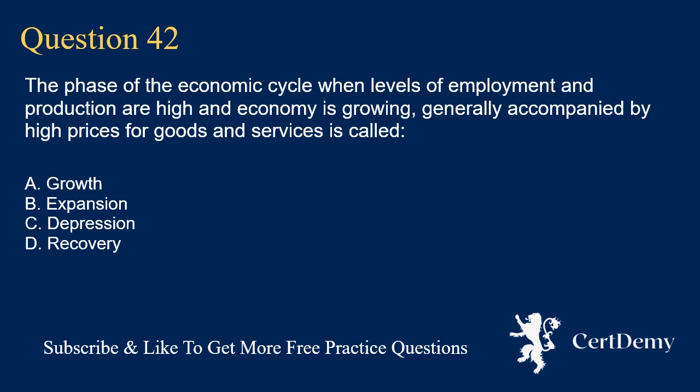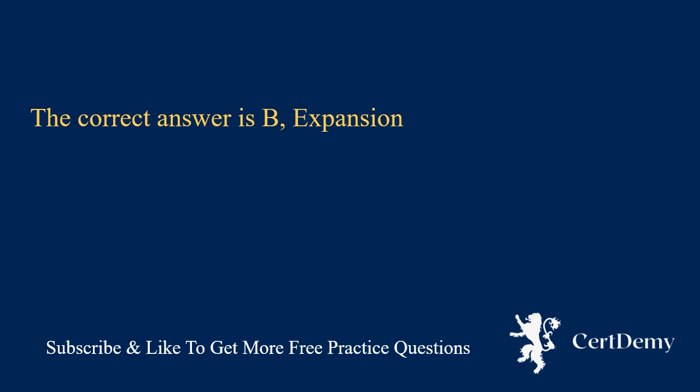Question 42. The phase of the economic cycle when levels of employment and production are high and the economy is growing, generally accompanied by high prices for goods and services, is called A. Growth. B. Expansion. C. Depression. D. Recovery. The correct answer is B. Expansion.